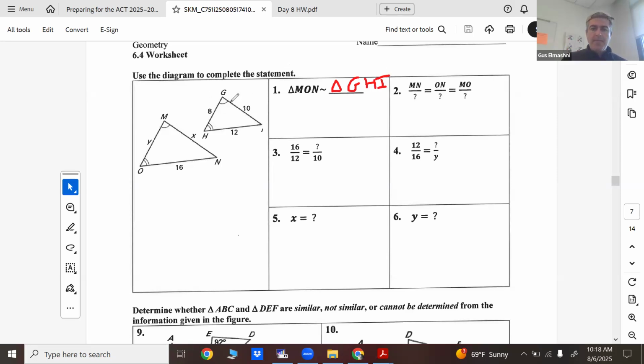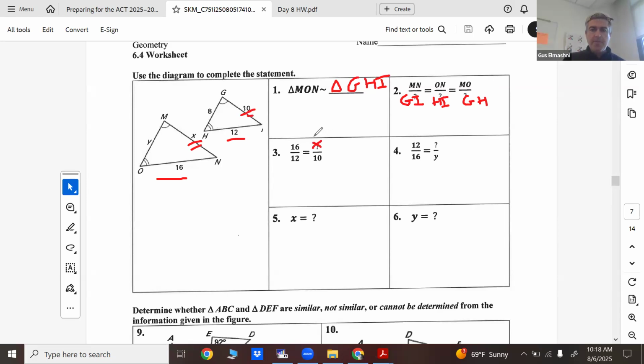And MN goes with GI. ON goes with HI. And MO goes with GH. And see how 16 and 12 line up? So then X and 10 have to line up.